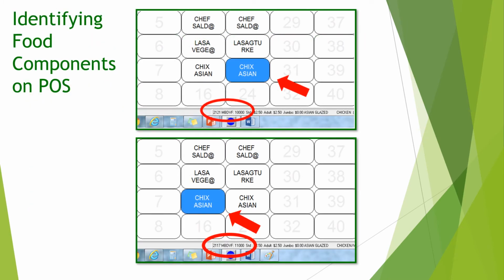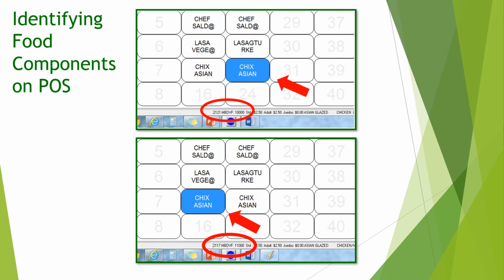Identifying food components on the POS system. In addition to reviewing recipes, it is also important to check the POS as shown above to identify the food components counted in the recipe. Here we have the example of Asian chicken. The first recipe, number 2121, only includes a meat component. The second recipe, number 2117, includes a meat and bread component.